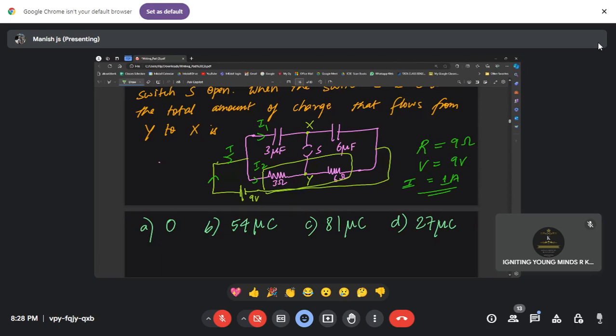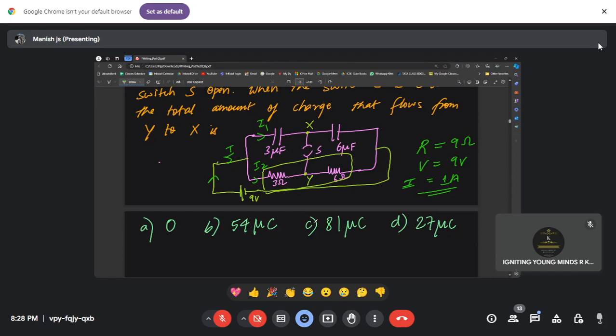Okay, so provided 1 ampere current is flowing, now they are asking you what is going to be the charge when the switch is closed. So when you close the switch, what is the amount of charge that is going to flow? Okay, so that is what we try to find out. So find out what is the amount of charge that is going to flow. Simple. So how do you approach this? There are two capacitors on the top, and both the capacitors are in what combination? Both of them are in series combination.